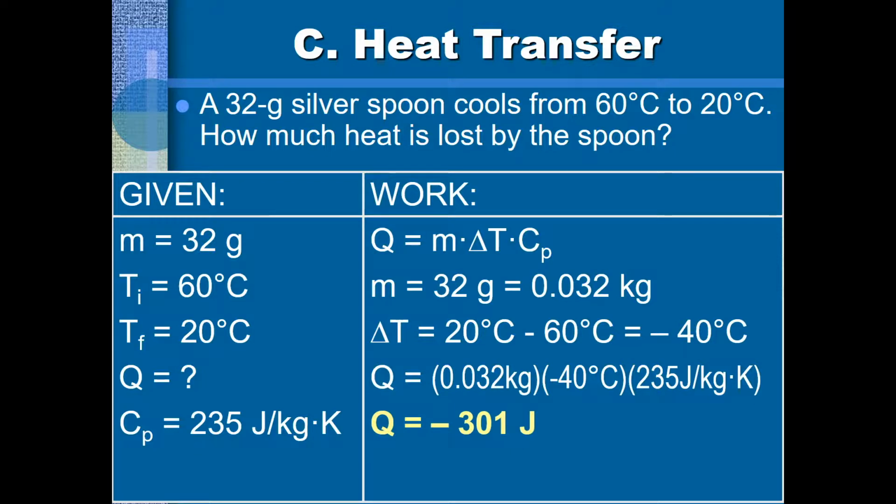So again, the Kelvin and degrees Celsius will cancel each other out because we're dealing with a change in temperature. So this is only valid if we're working with a change in temperature. If we're just dealing with temperature by itself, we have to use Kelvin in science. So the negative heat means that heat was lost. If it says how much heat is lost by a spoon, you would expect a negative answer, and we got that when doing the math.